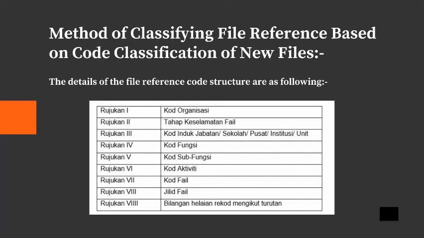For the method of classifying file references based on the code classification of new files, each file created by each department, school, center, institute, or unit needs to have a file reference code. The details of the file reference code structure are as follows. If the file is confidential or top secret, then code S for confidential, R for secret, and RB for top secret must be placed after the organization code. Volume reference is made when the file has volumes.